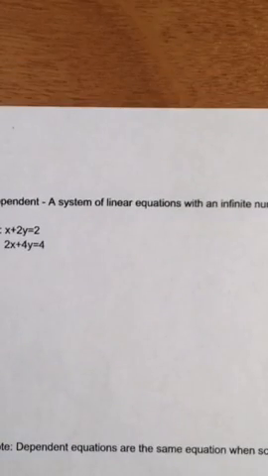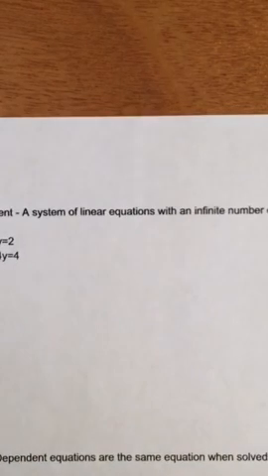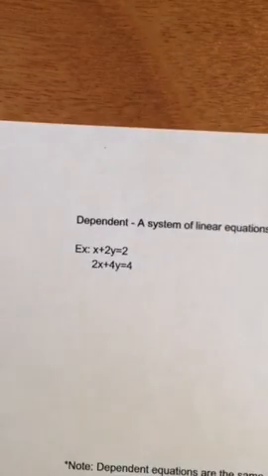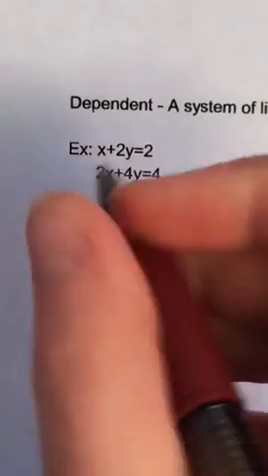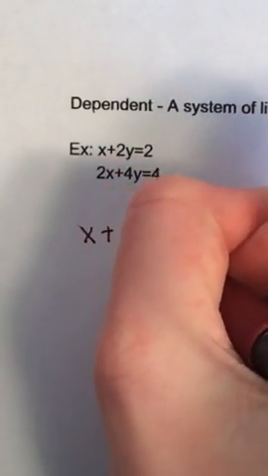Alright, moving on. So next we're going to talk about a dependent system. A dependent system is a system of linear equations with infinitely many solutions. So basically what that means is they're exactly the same line, just kind of disguised. Okay, so if I look at these two equations, again I'm just going to write them a little bigger to give myself some room to write here.